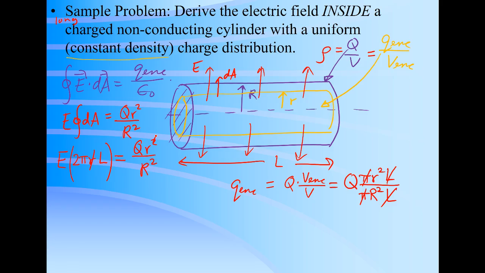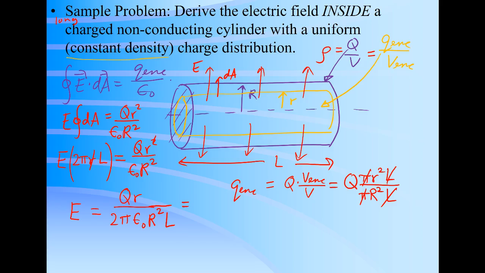One of those r's will cancel, and we're going to get the electric field is Q r over 2 pi, oops, I forgot my epsilon naught. 2 pi epsilon naught big R squared times L.